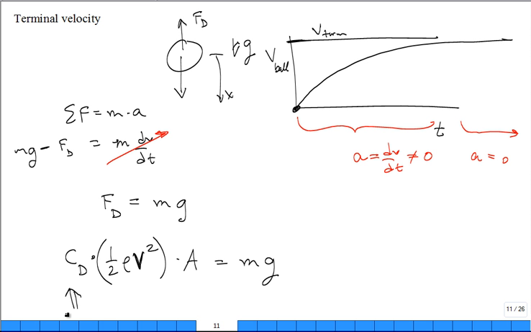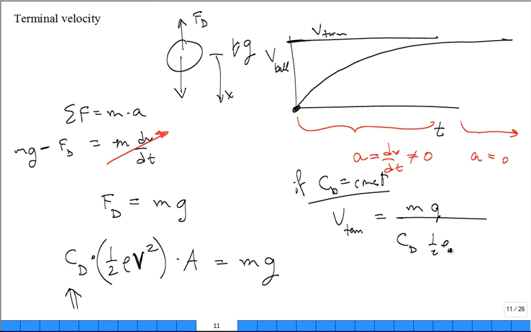Yeah, if it's a function of Reynolds number, well, then I have to know the speed to get the Reynolds number, and then to get the drag coefficient, so it may be iterative or it may be a constant. If it's a constant, then I can get V terminal. If the drag coefficient is equal to a constant, then V terminal is equal to the mass times g divided by the drag coefficient, 1/2 rho area, square root. Did I do the algebra correct? Yeah. But again, this drag coefficient could be a function of the Reynolds number, and the Reynolds number is a function of the velocity, rho Vd over mu.